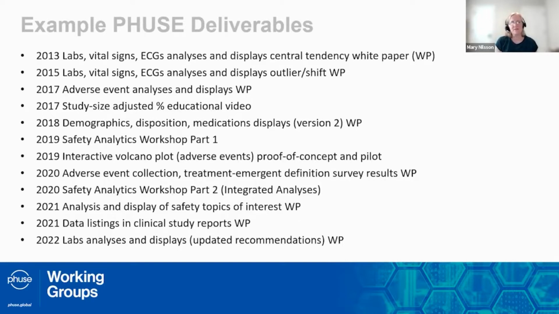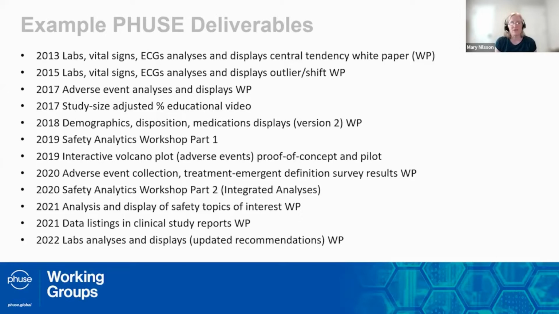So here's an example of our FHUSE deliverables that relate to standard safety tables and figures. Starting in 2013 and 2015, we have had deliverables related to standard analyses and displays for labs, vital signs, and ECGs. We had an adverse event white paper.